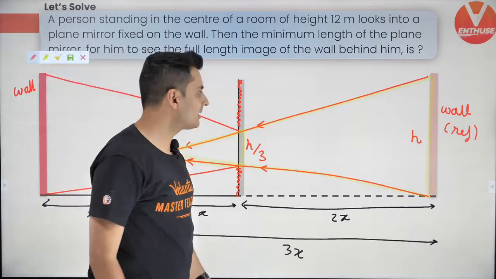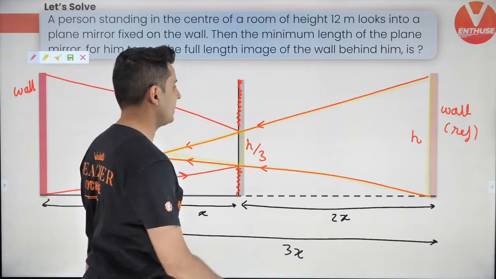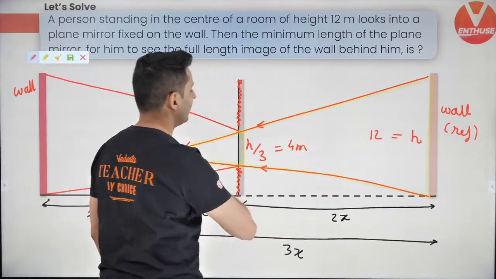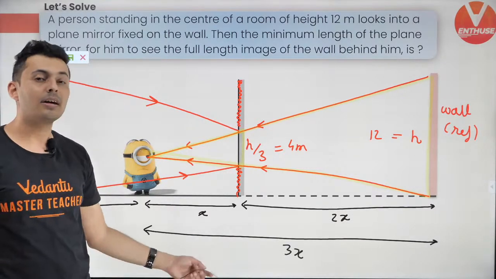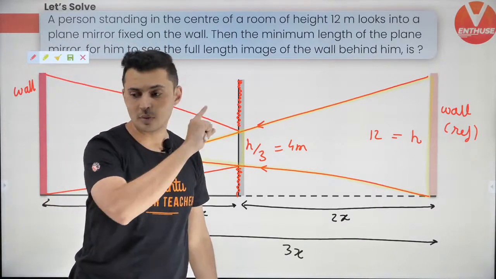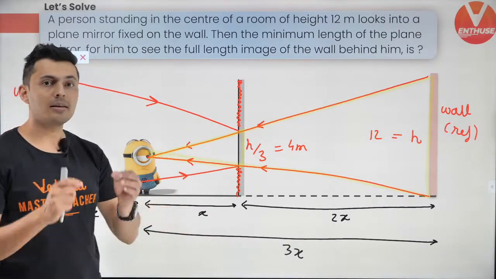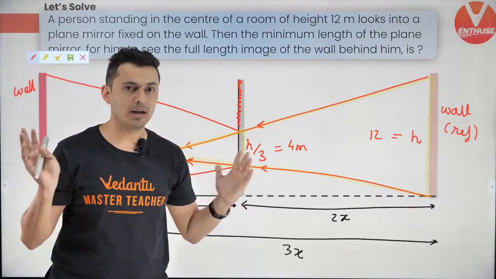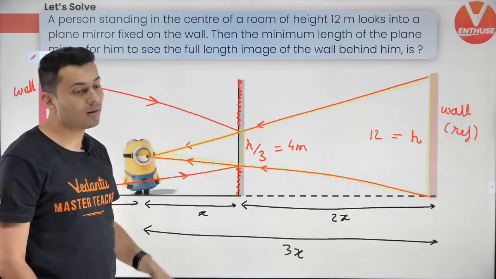Yes, please tell. So, what is the actual height? 12. So, what should this h by 3 be? If this is 12, how much should this be? 4 meters. And that's what the correct answer is. Is that clear, everyone? Isn't this a beautiful solution? Isn't this a beautiful way of solving this? I have not written even one equation. Did I write even one equation? Any one formula, Pythagoras, trigonometry, nothing. Just pure logic, and I have solved this problem.